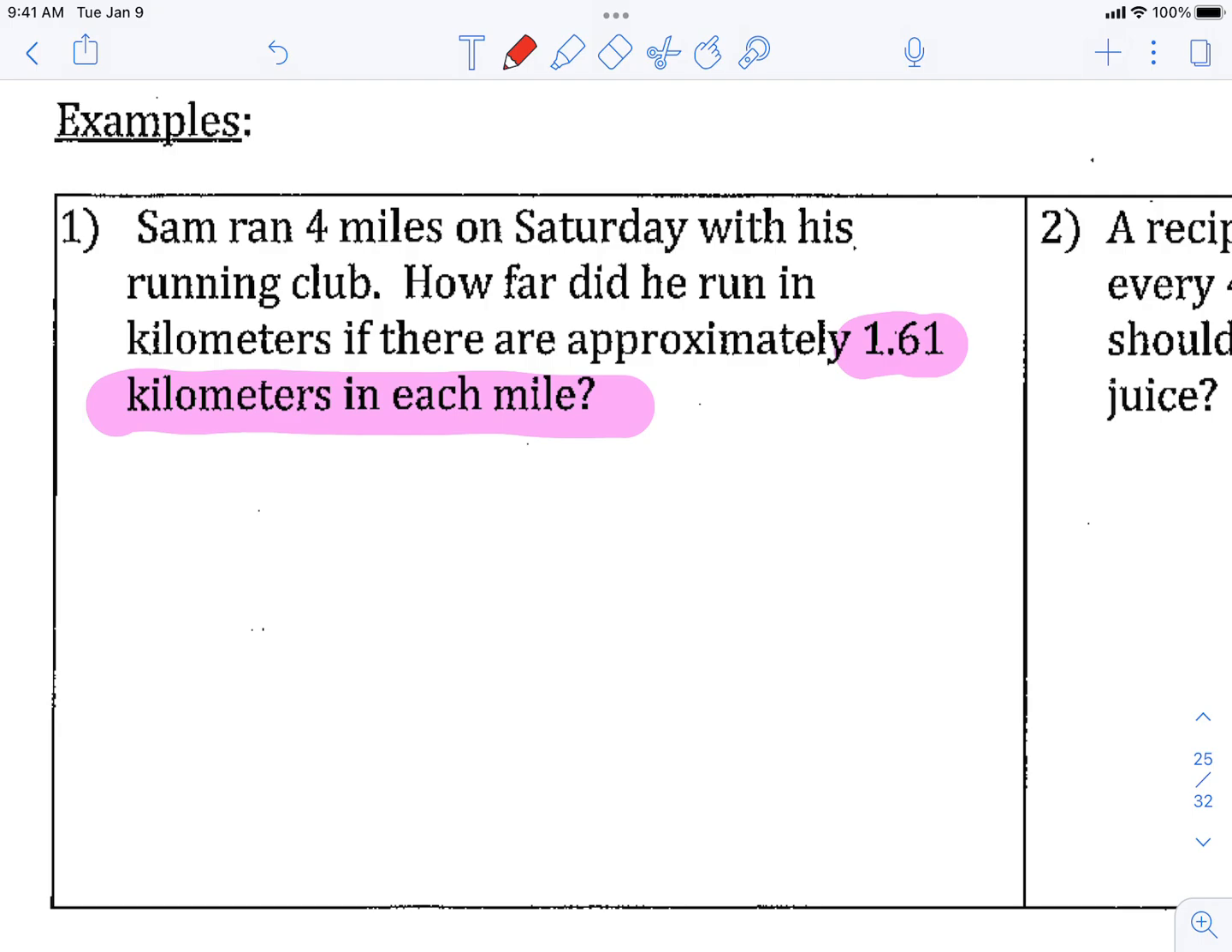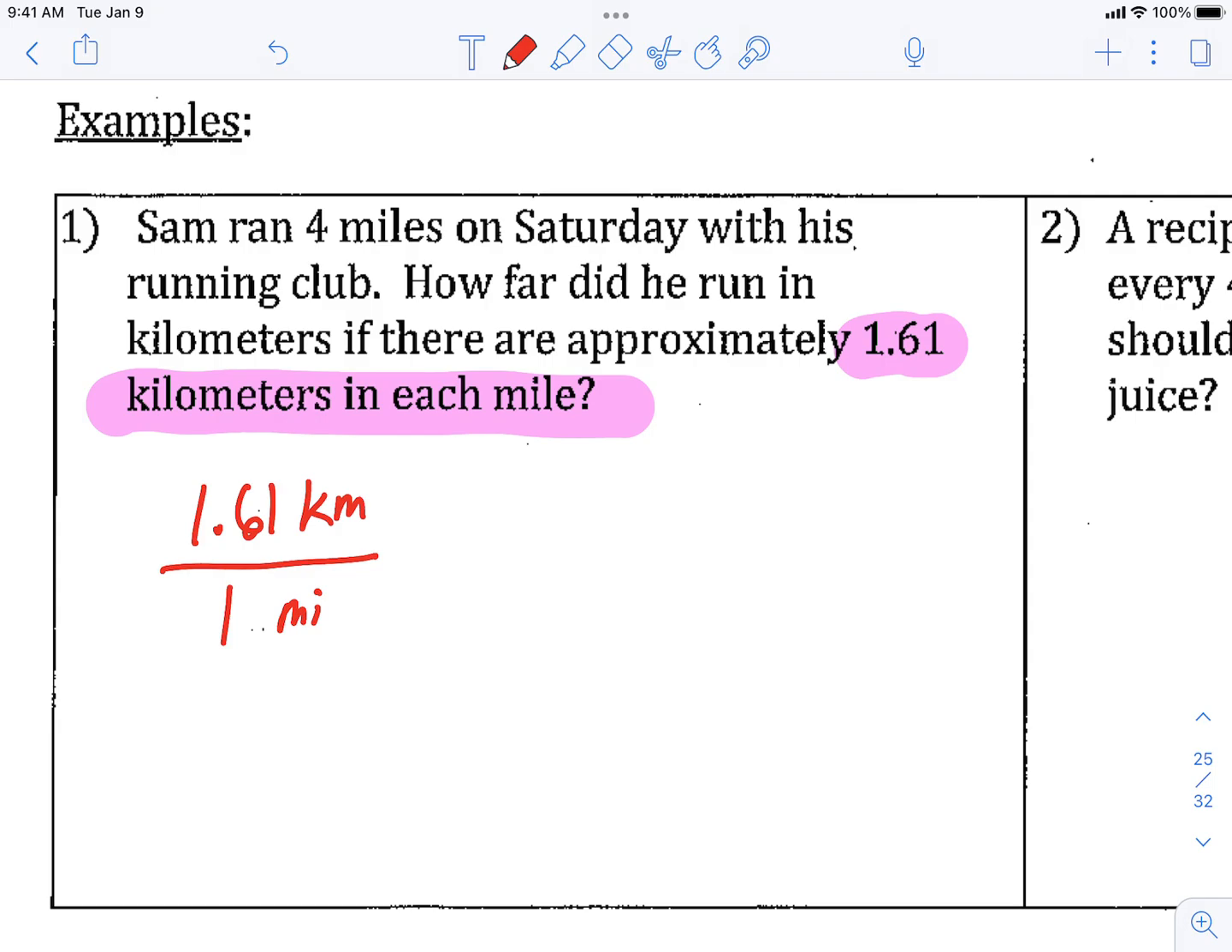So my first ratio says there is 1.61 kilometers in each mile, or in 1 mile. That's a ratio. I could flip that if I wanted to, and I could say 1 mile over 1.61 kilometers, and that says the same thing. Anytime you have a conversion, you can write it as a ratio.